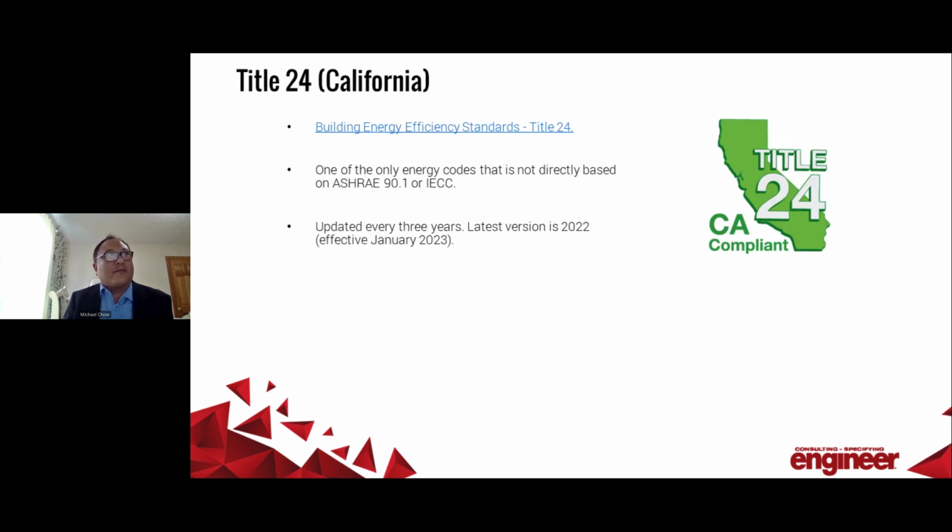Next is Title 24 for California. This is one of the energy codes that is not directly based upon either ASHRAE 90.1 or the IECC. It is also updated every 3 years. And some of the items that are in Title 24 actually get incorporated in ASHRAE 90.1 or the IECC. An example is vacancy sensors. Those were first introduced in Title 24, and they eventually made their way into LEED and ASHRAE 90.1 as well. So next, Tony is going to continue the discussion on codes.